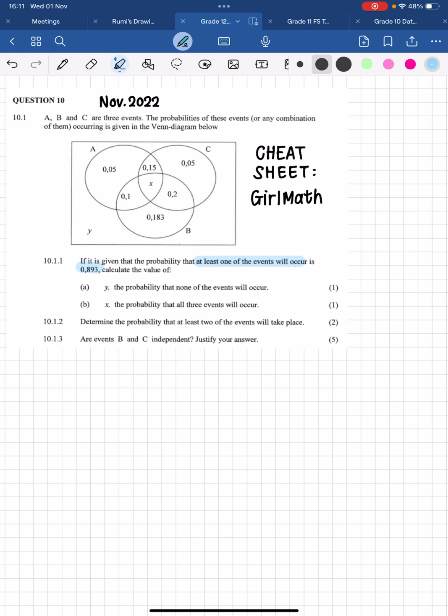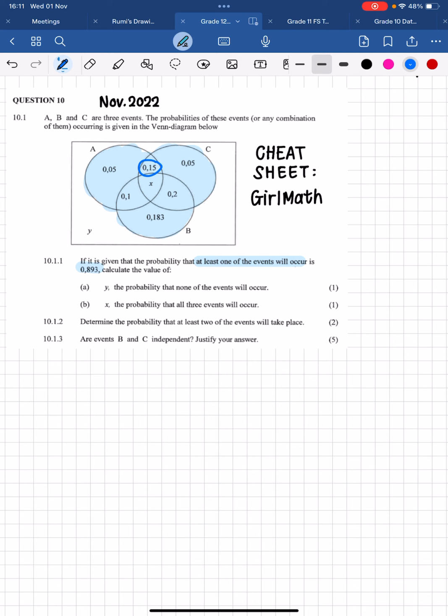Now guys, at least one of the events will occur. That covers this entire space that we have, all three of these circles all together. Because if only C occurs, if we're just looking at this Venn diagram, this value here is C only, right? But if C only is happening, then that's at least one of the events.